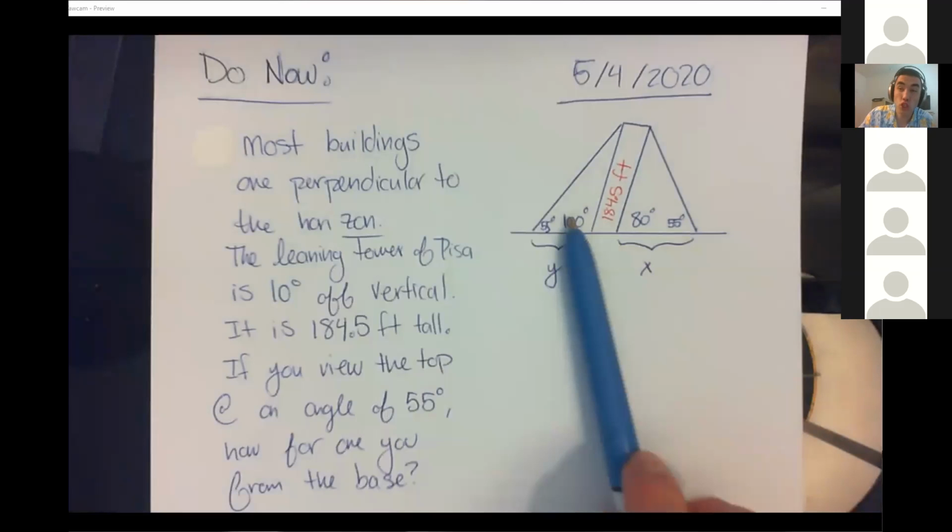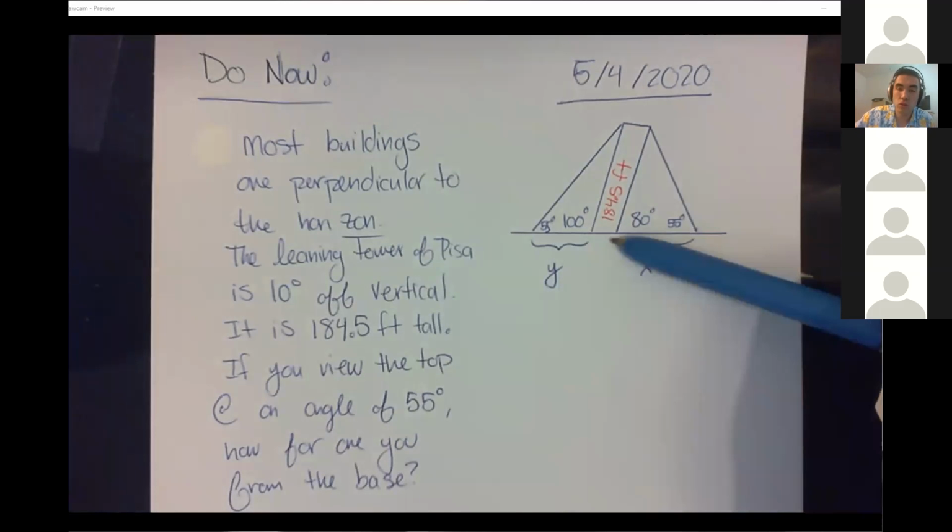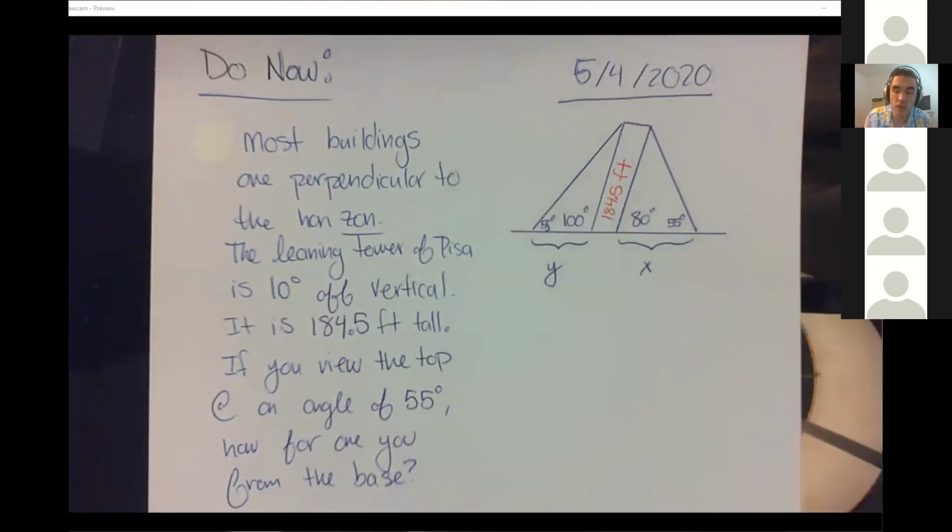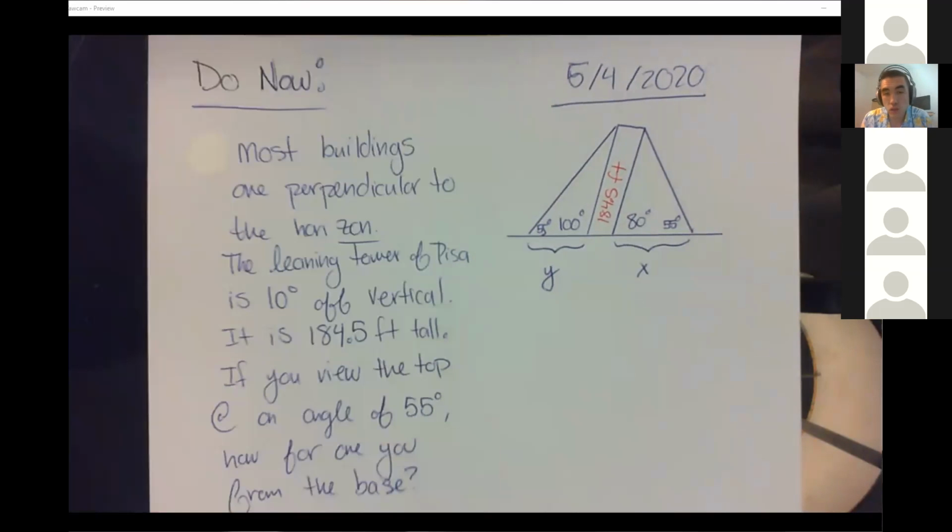Or if it's leaning towards you, how far are you standing from the tower so that you can look up at 55 degrees at the top of the tower? Solve for both x and y, and then we'll go over this.